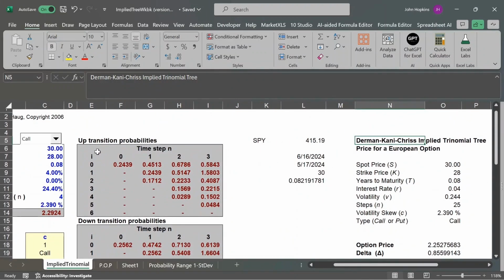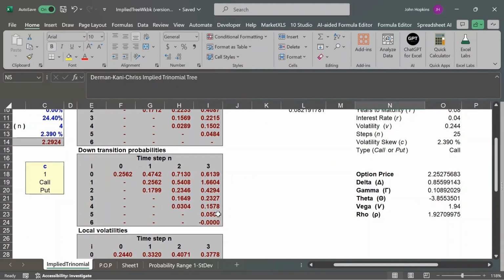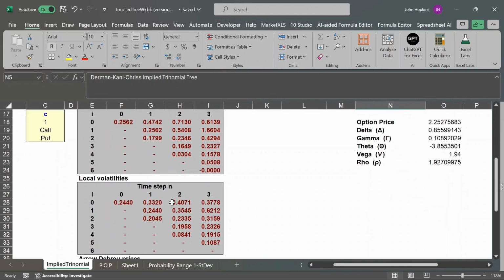And I use this algorithm because this is handy. It shows the probabilities of the up steps, the probability of the down steps, and the local volatilities. You can see it converges to the actual implied volatility, and they're the local volatilities at the various up and down stages, and combined prices at the various steps.